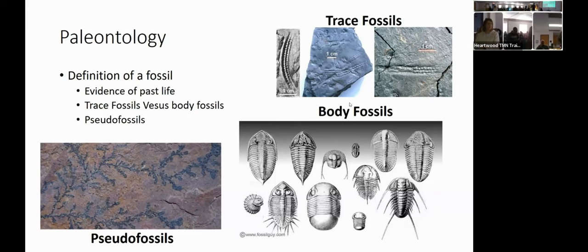Like this could be a trace fossil right here. Like that shape formation. Right there. That's actually a shell. That's a body fossil. On the other side. So you need to tell people this end up.